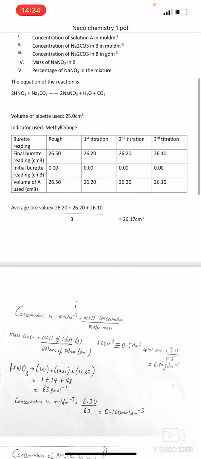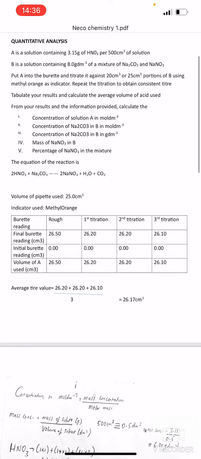So that is how you calculate your titer value, or the average volume of A used, or the average volume of acid used, depending on how they bring it on Monday. So now let's look at the question that we want to solve. That's the concentration of solution A in mole per dm³. So let's look at this model question.